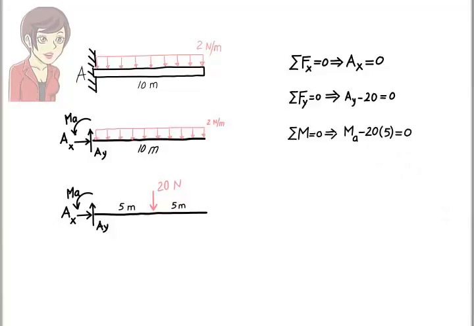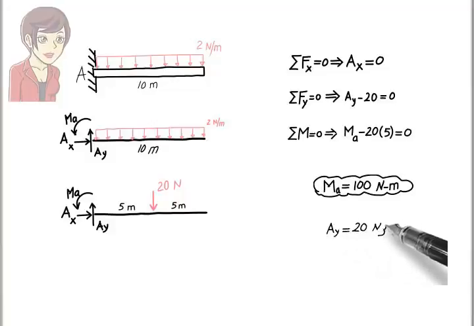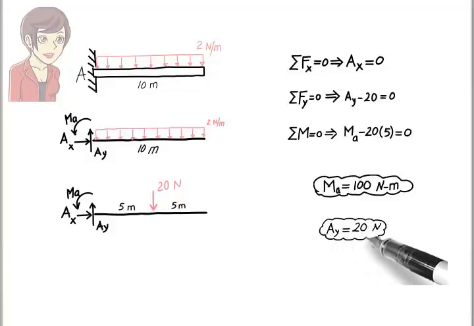Solving the last equation for MA gives MA equals 100. From the second equation, we get AY equals 20. And the first equation gives us AX equals 0.